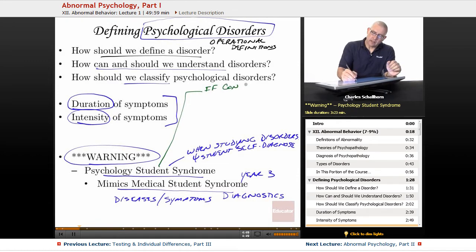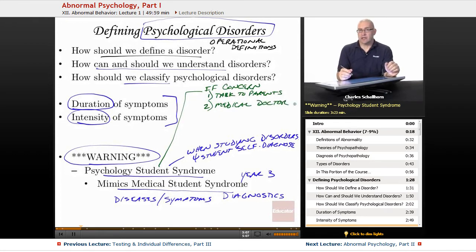And so my recommendation is this. If you have a concern, one, talk to your parents, say, here's what I'm experiencing. Can I go see the family doctor? Because if you don't do that, you may be creating some problems for yourself. And the thing that a medical doctor can do is they can rule out organic issues that may be causing what look like psychological symptoms. So this is my advice for all my students, that if they have a concern, talk to their parents.